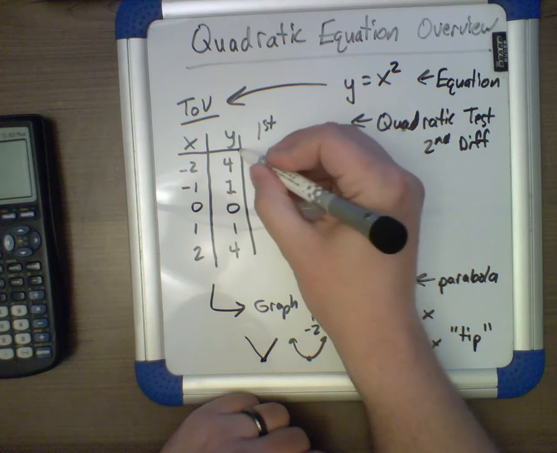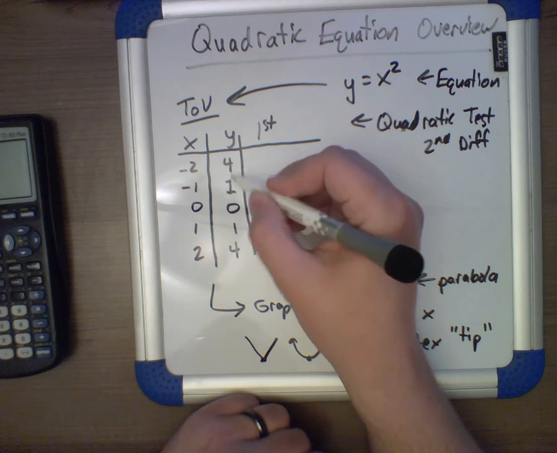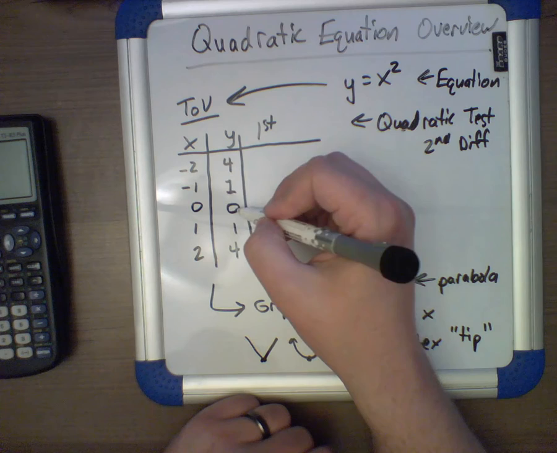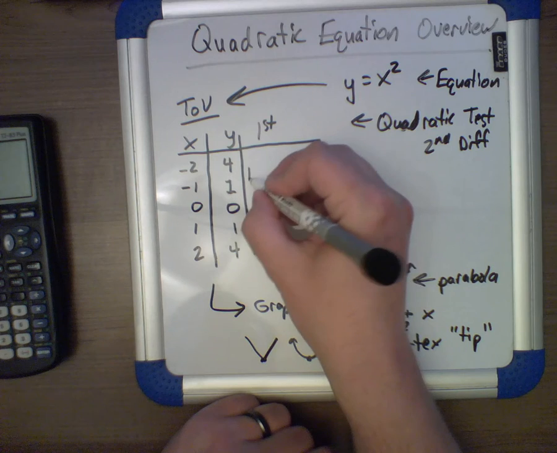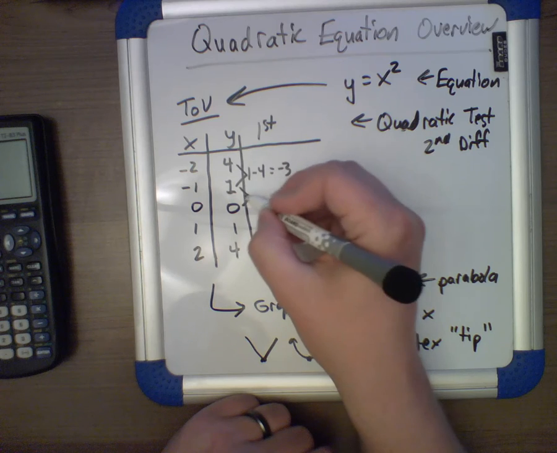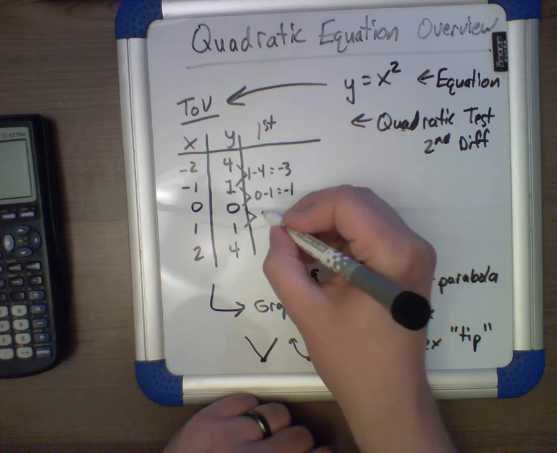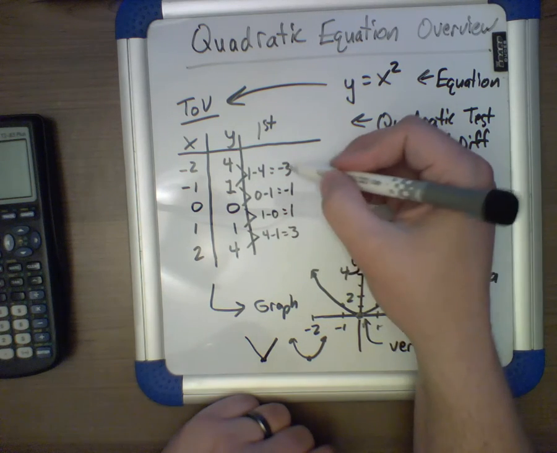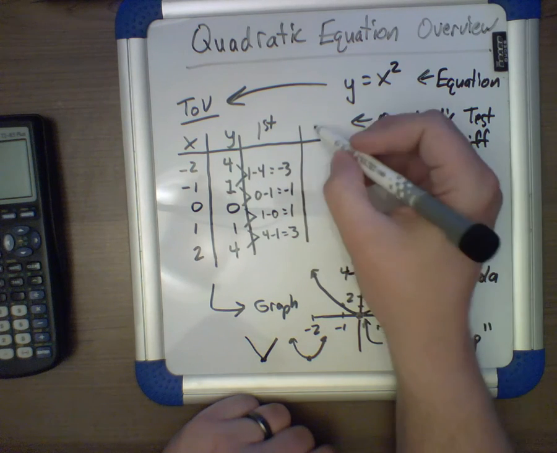We're going to find our first difference just like we did before for linear functions. We're going to take a y value and subtract the one that came before. Please be careful. Students flip this around all the time. They're doing 4 minus 1 and 1 minus 0. No. Subtract the y value from the one that came before it. So our first difference is 1 minus 4, which is -3. Our next first difference, 0 minus 1, is -1. Our next, 1 minus 0, is 1. And 4 minus 1 is 3. These are not the same. That's fine. This is our first difference test. That just means it's not linear.